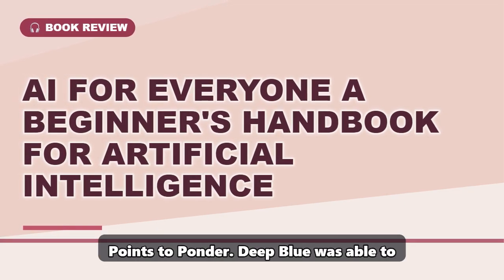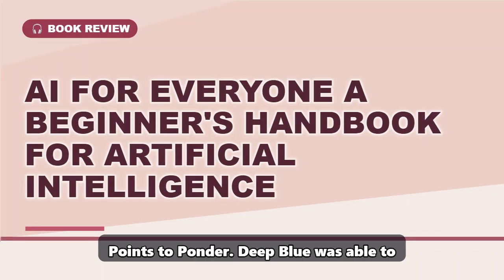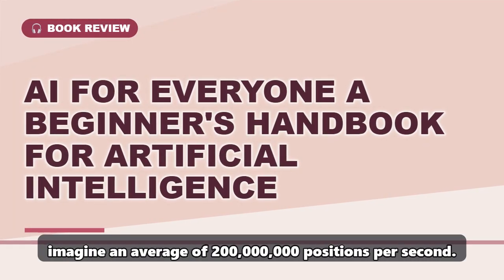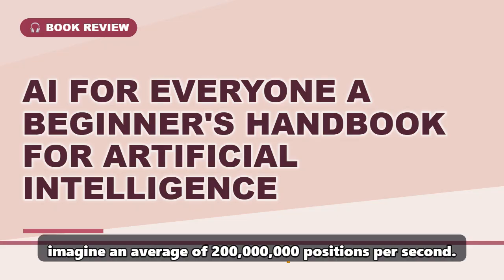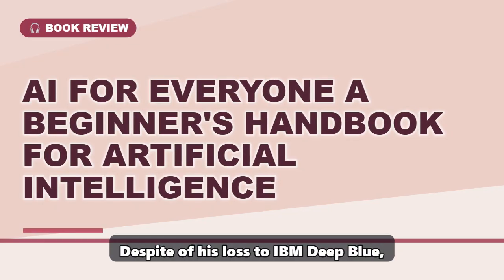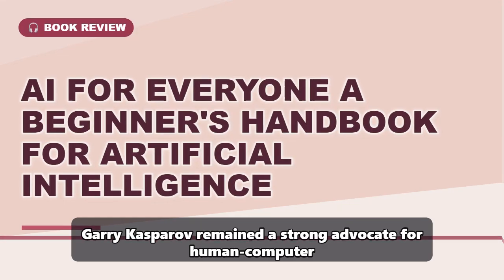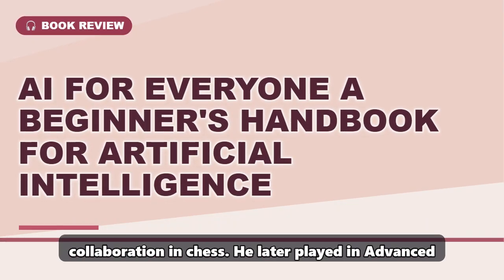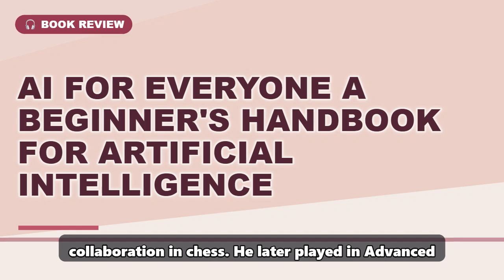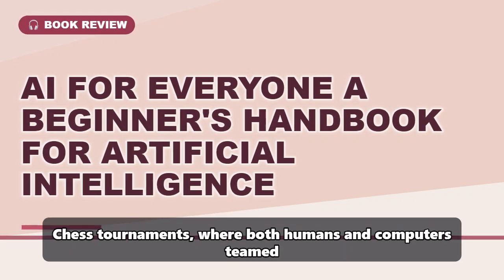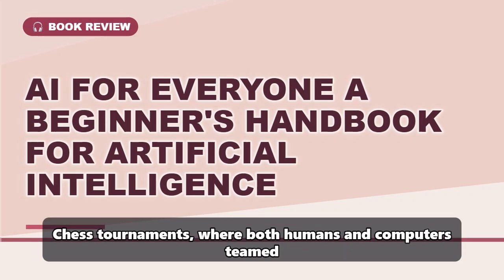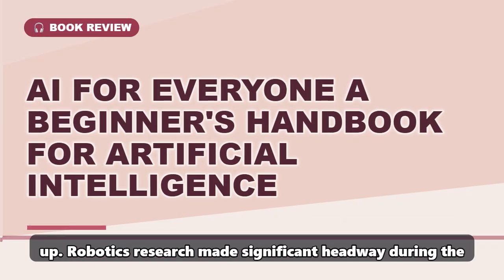Points to ponder. Deep Blue was able to evaluate an average of 200 million positions per second. Despite his loss to IBM Deep Blue, Garry Kasparov remained a strong advocate for human-computer collaboration in chess. He later played in advanced chess tournaments, where both humans and computers teamed up.